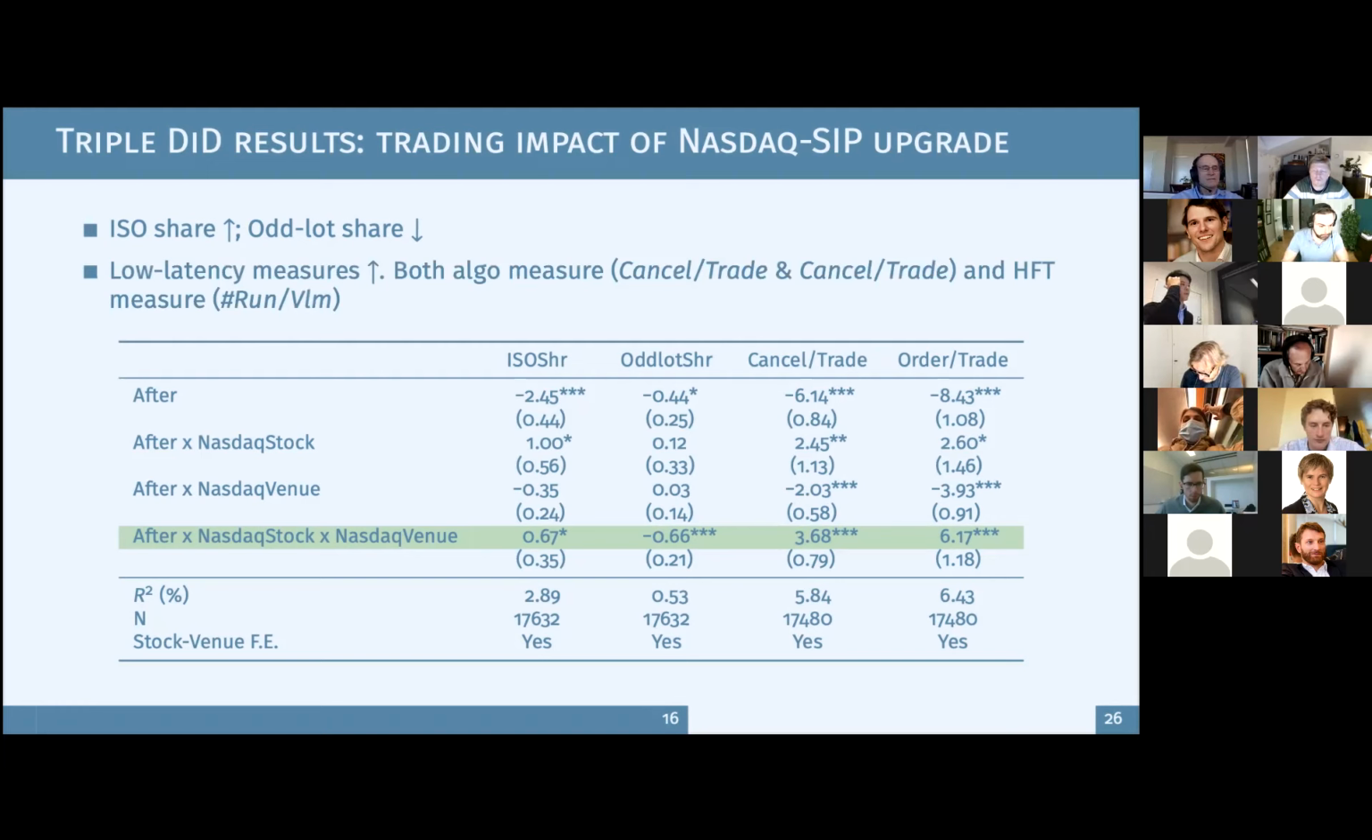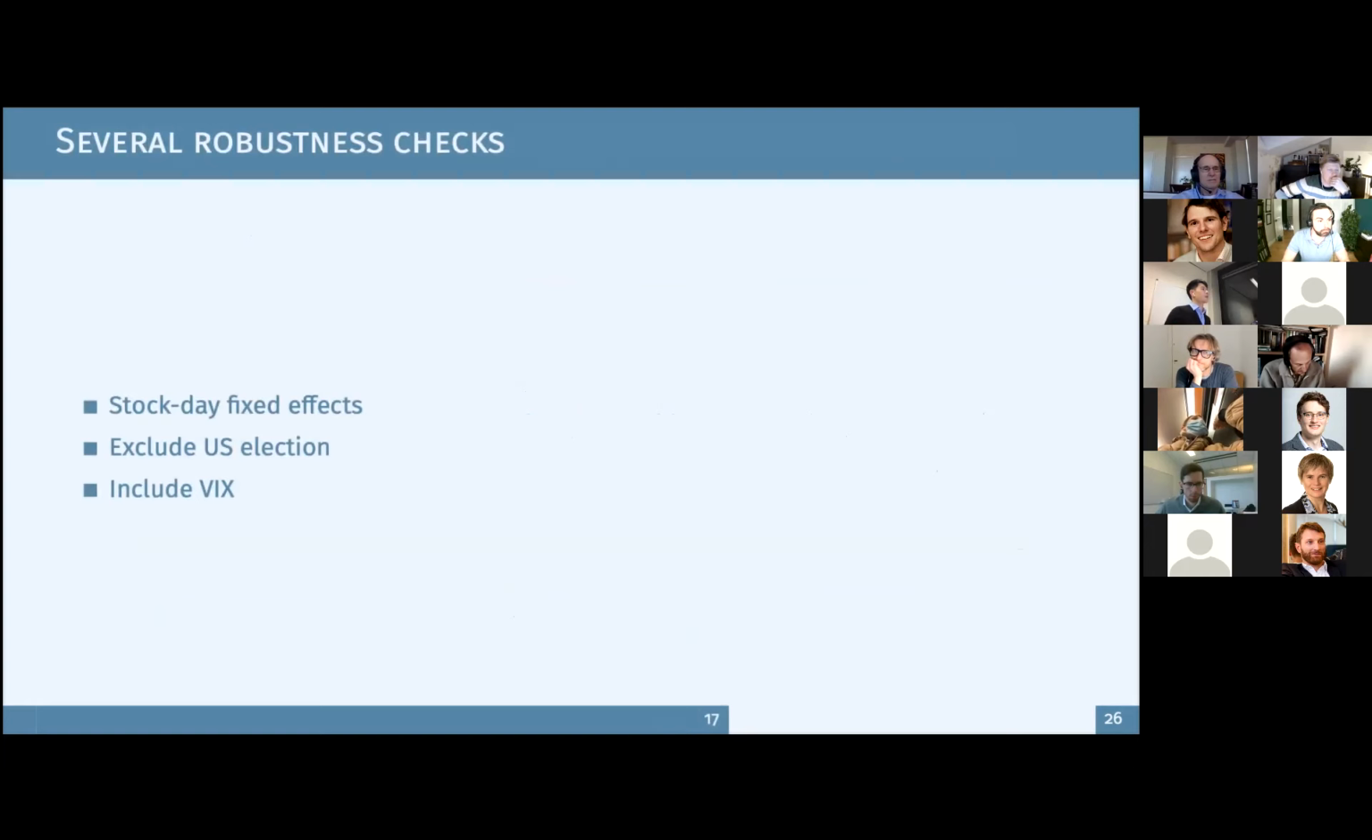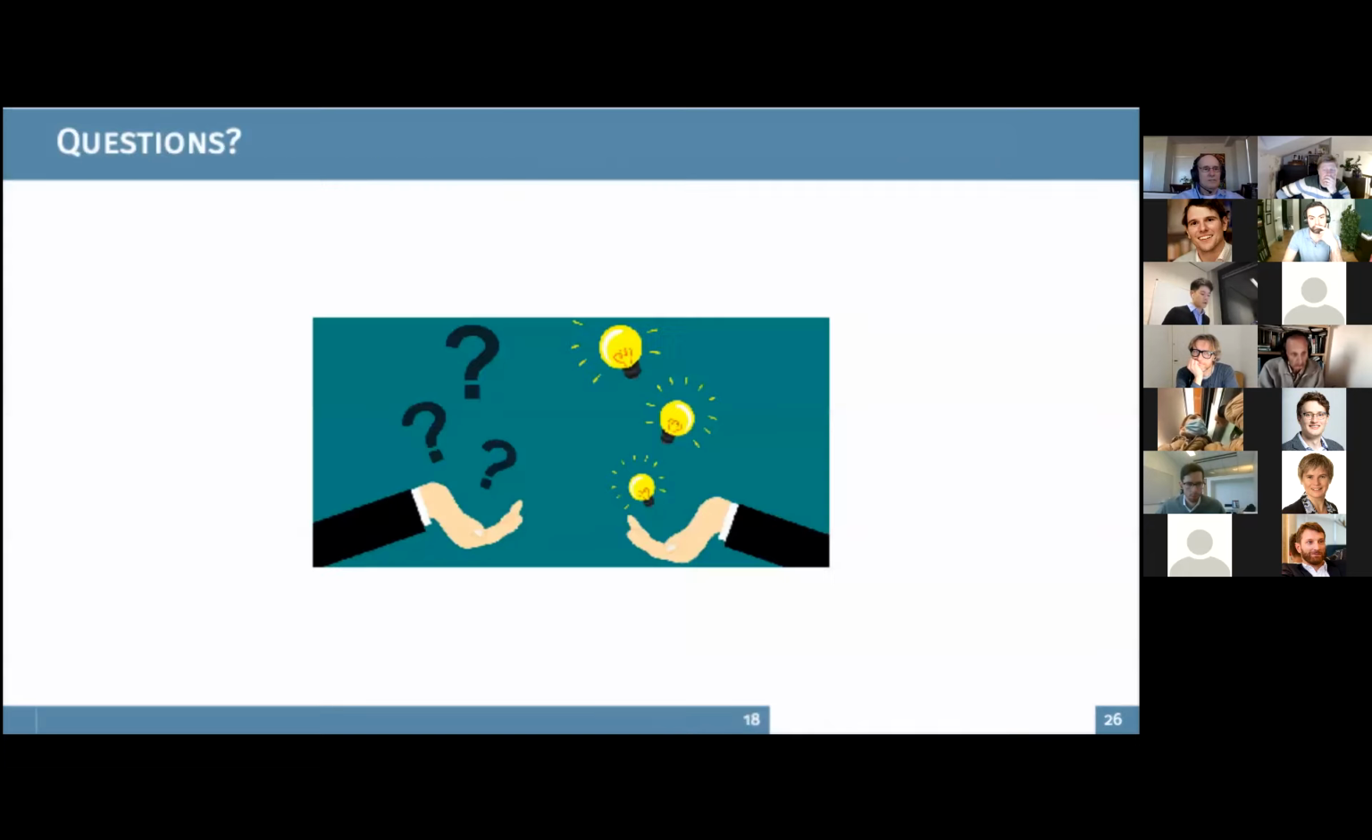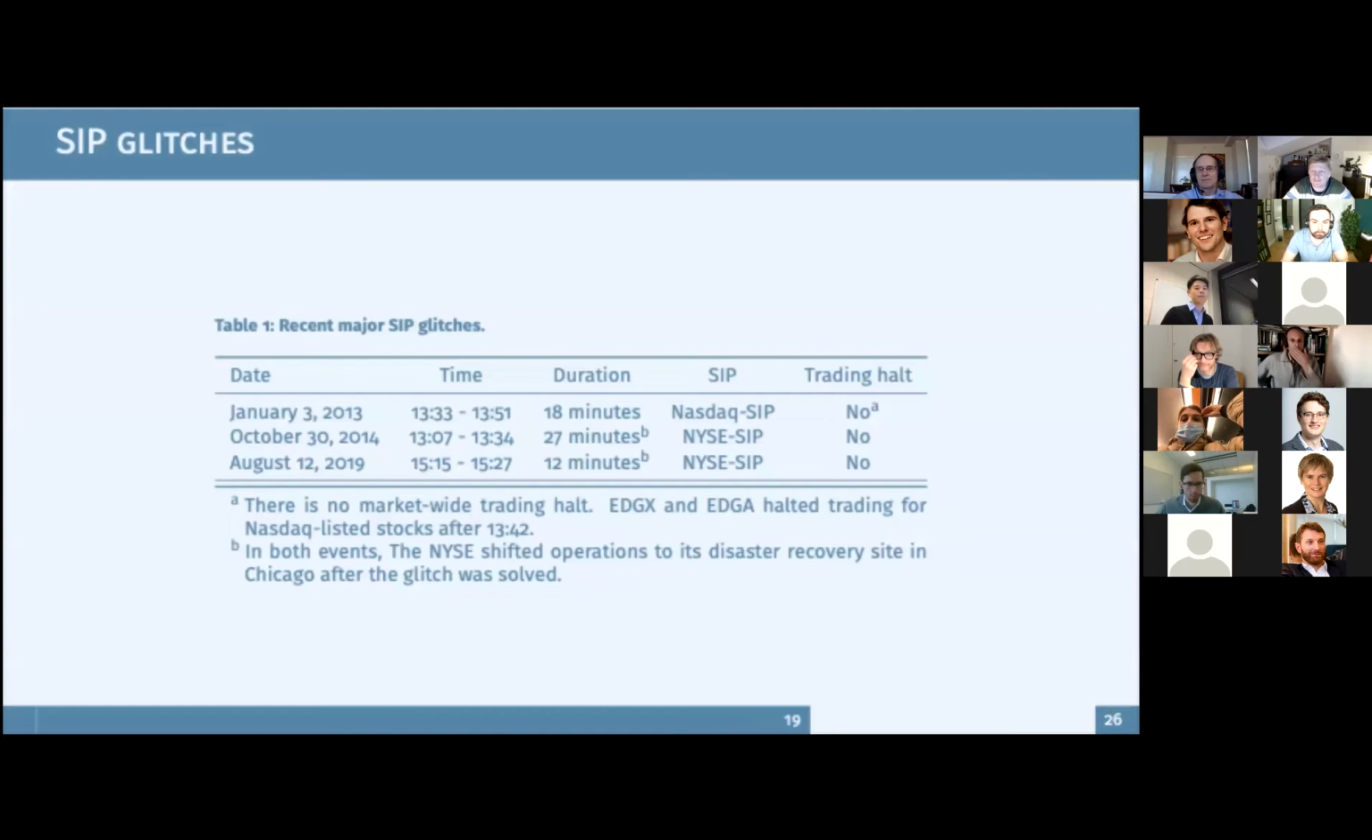Yeah, so again, I was about to say that the triple diff really shows that there's indeed an increase in the low frequency measures. And I also do stock and day fixed effects for the triple diff, and also include the US election, which is my sample, and also include VIX, and the results do not change much. Right, so I have another slide for questions, but if it's long, I will proceed. Yeah, go on. We have not so long until the general Q&A.